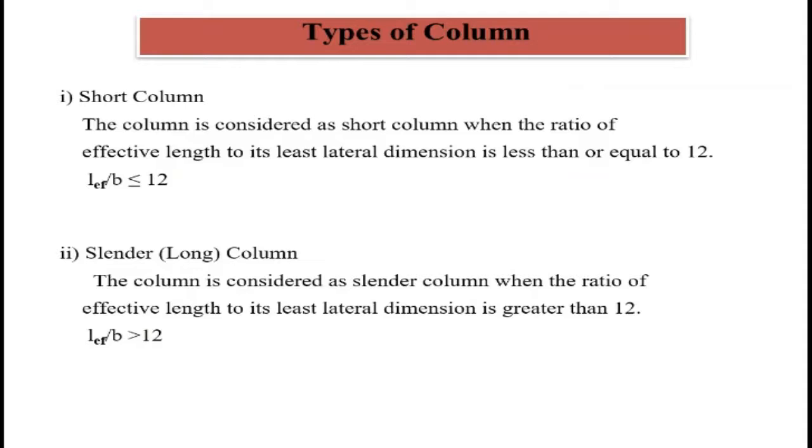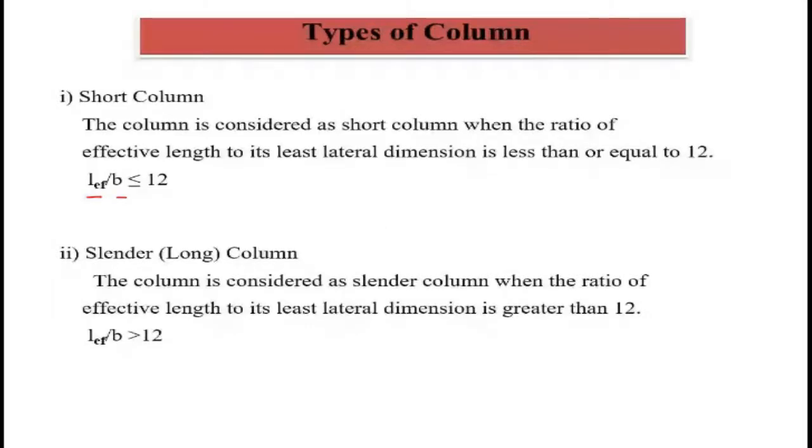Now we go to types of column. As I told just now, we have two types of column, short column and slender column. Short column is tiang pendek, slender or long column is tiang tinggi ataupun tiang langsing. How to identify whether it is a short or slender column? It is based on the ratio of effective length to least lateral dimension.